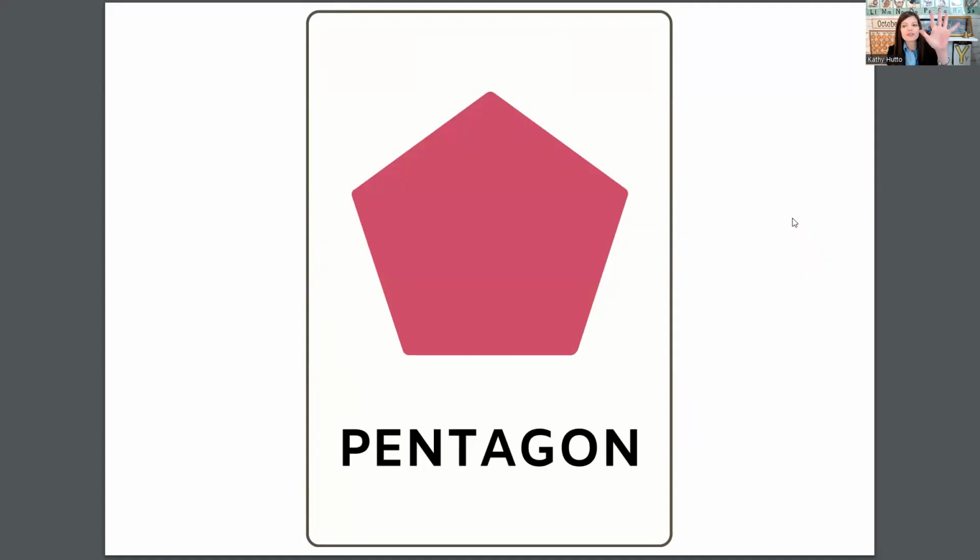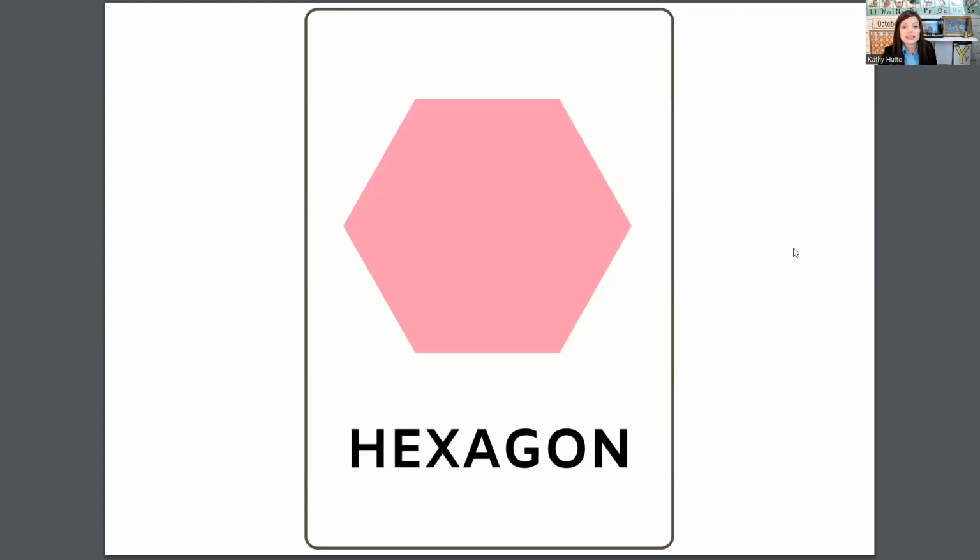No, this shape has 5 sides. Do you know what shape this is? A pentagon. Pentagon. Is this shape a circle? No, it's not a circle. It has 6 sides. It's a hexagon.